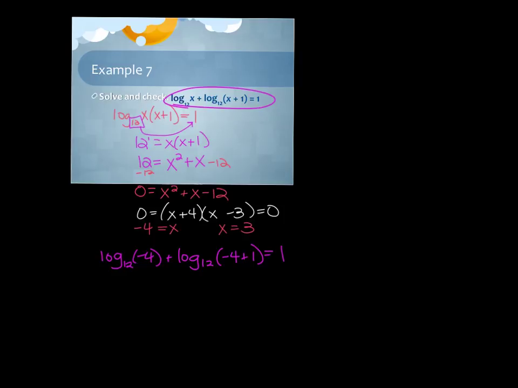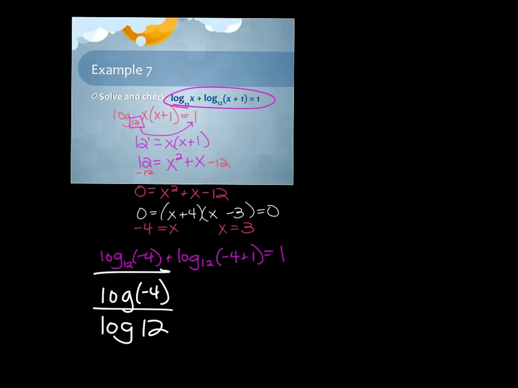Okay, so if I go to do this in the calculator, first of all, some of you have change of base that you can type right in, but the rest of you would have to write this as log negative 4 over log 12. And if you do that, so everybody try that right now, log negative 4 divided by log of 12. What happens? You get an error.